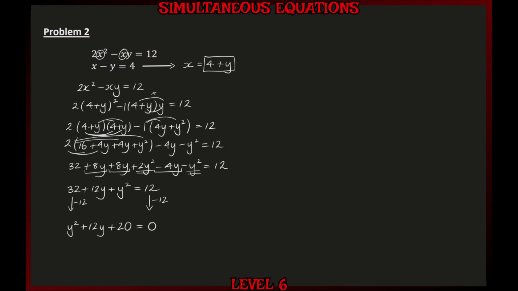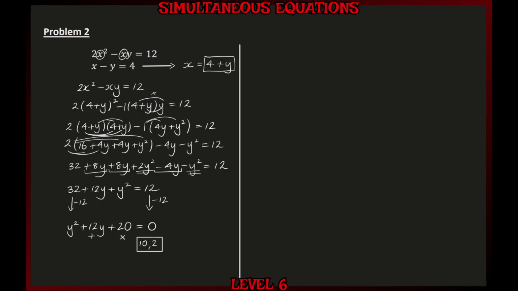Now, since we have a single y squared here, the easiest way to solve these tends to be factorising if we can. So we're going to try and factorise this, and to do this we need to look for two numbers that times to make 20 and add to make 12. And those two numbers are 10 and 2, because 10 times 2 is 20 and 10 plus 2 is 12.